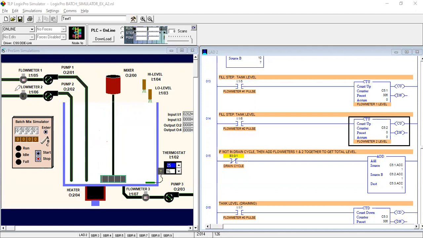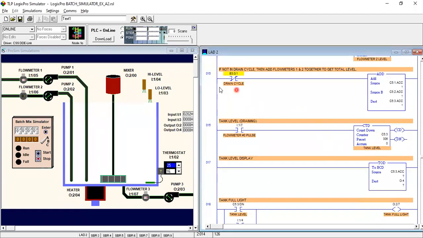The quantity is 50% and the quantity is 50%. So the total quantity of the liquid in the tank is 100%. So this add instruction works and joins our flow meter 1 and flow meter 2 values.